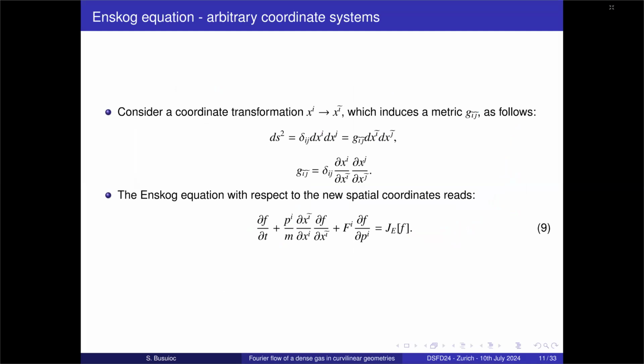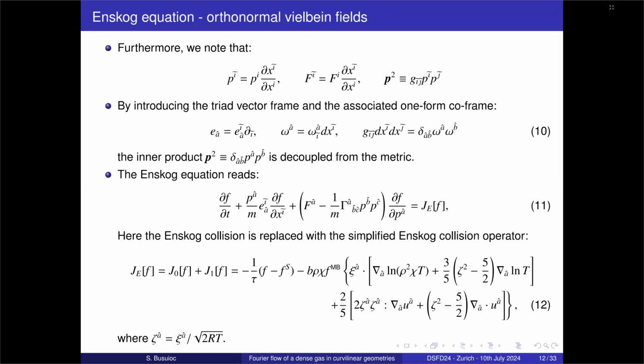To do curved geometries, we start from a general coordinate transformation. This is the line element and my metric. Equation 9 is how the equation changes, just like in the Boltzmann case. But we want to introduce tetrads, like in general relativity, because we want the inner product, the p squared, to be decoupled from the metric, such that we only have a metric dependence of the equilibrium distribution function.